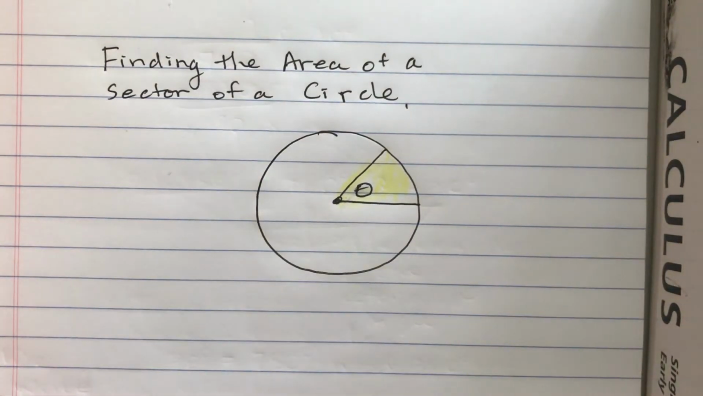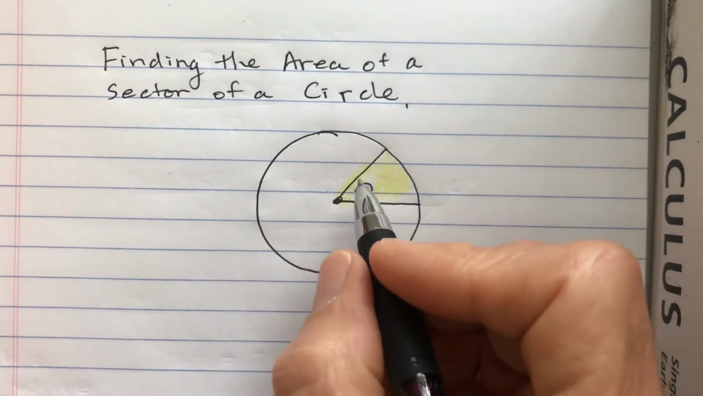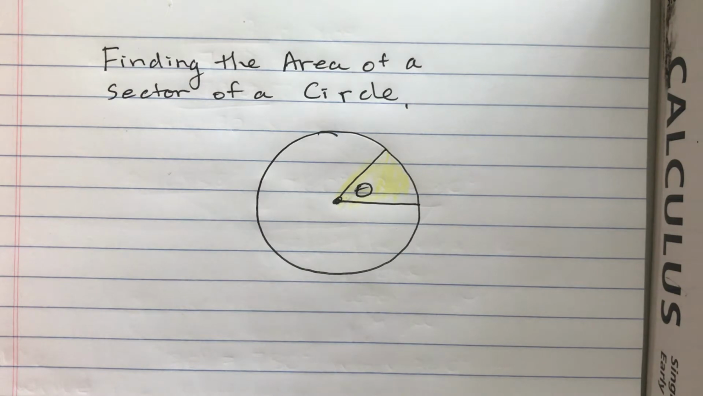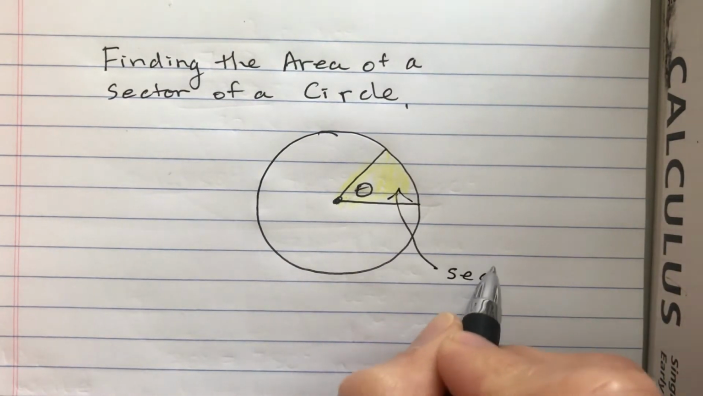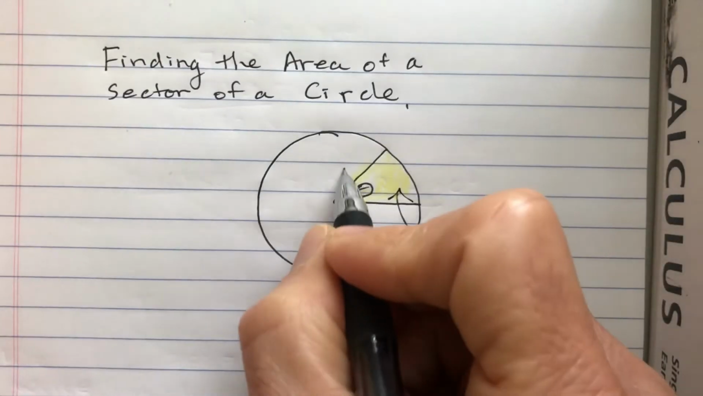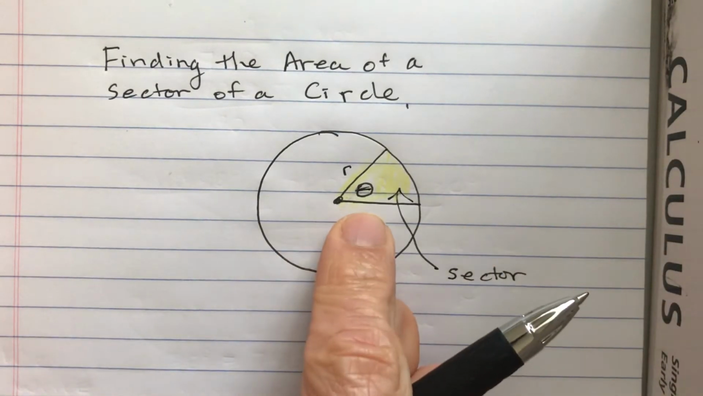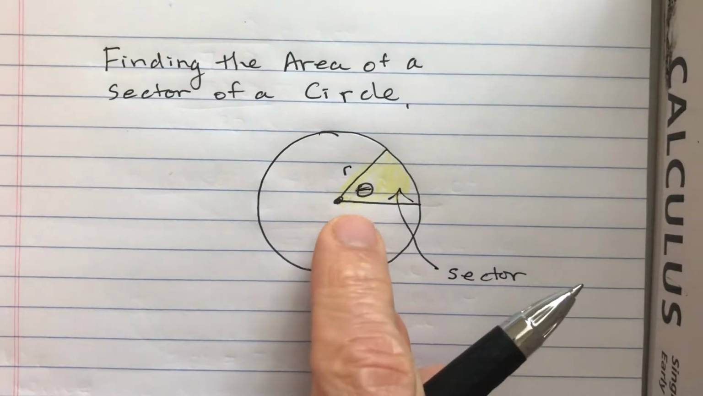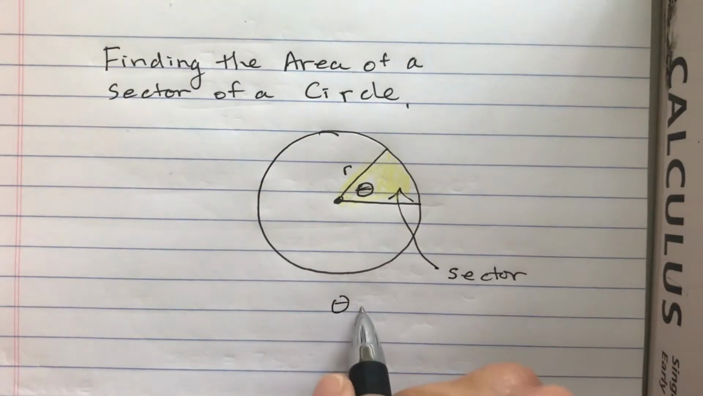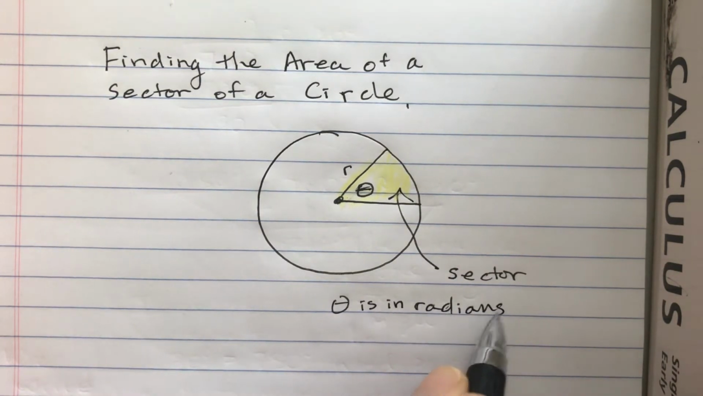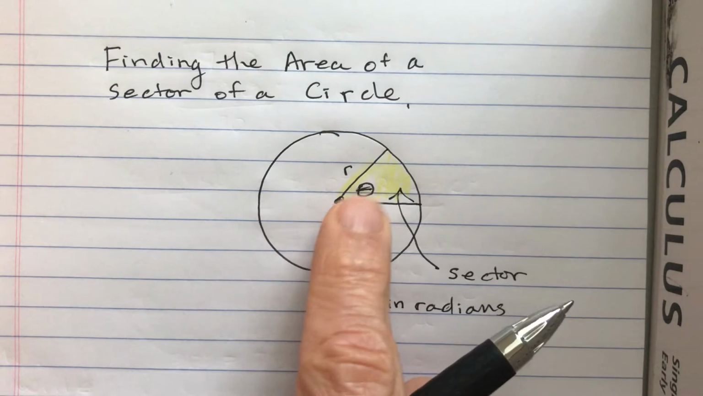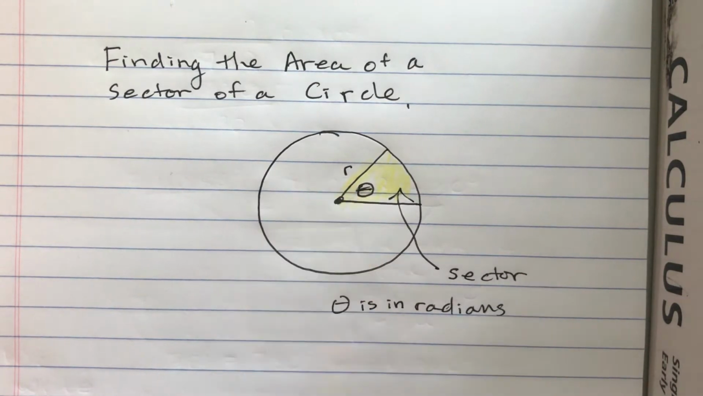Okay, here we're finding the area of a sector of a circle. We have a circle, and the sector here is this part right here. It's this piece of a pie. And we are looking at the central angle as being theta, and theta is in radians. Even though a lot of people like to use degrees, for most formulas we present, they're using radians. And here you have R.